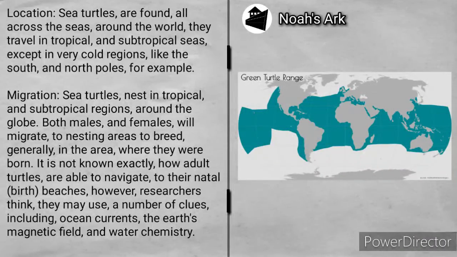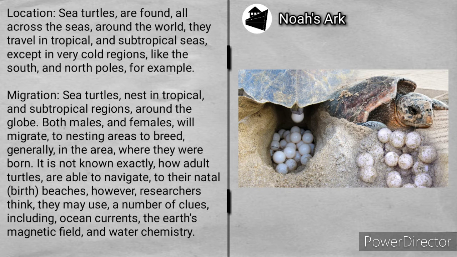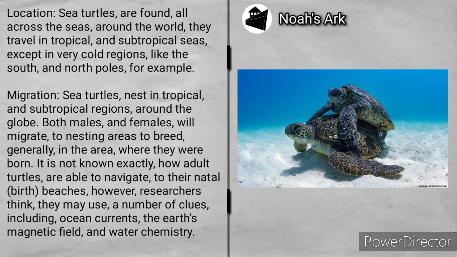Location. Sea turtles are found all across the seas around the world. They travel in tropical and subtropical seas, except in very cold regions, like the South and North Poles, for example. Migration. Sea turtles nest in tropical and subtropical regions around the globe. Both males and females will migrate to nesting areas to breed, generally in the area where they were born.